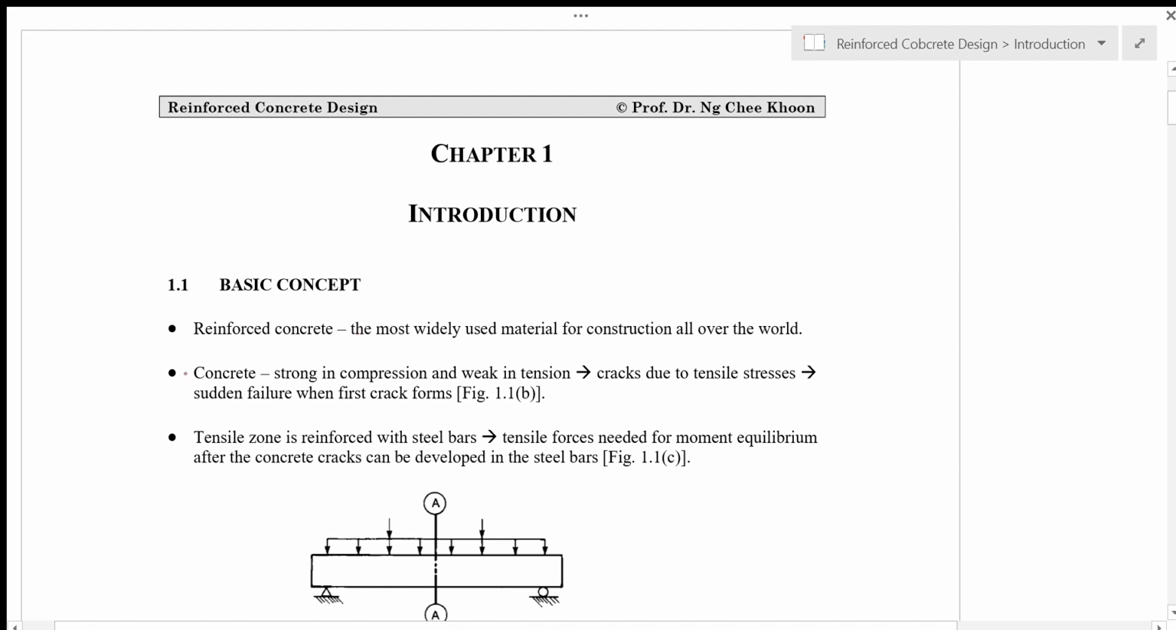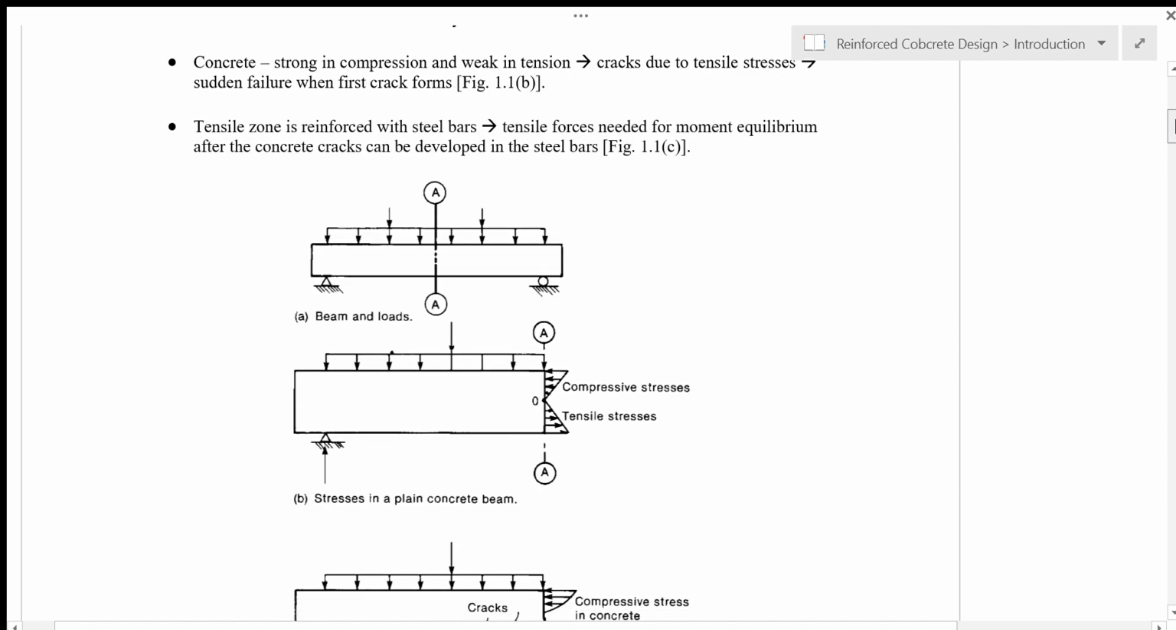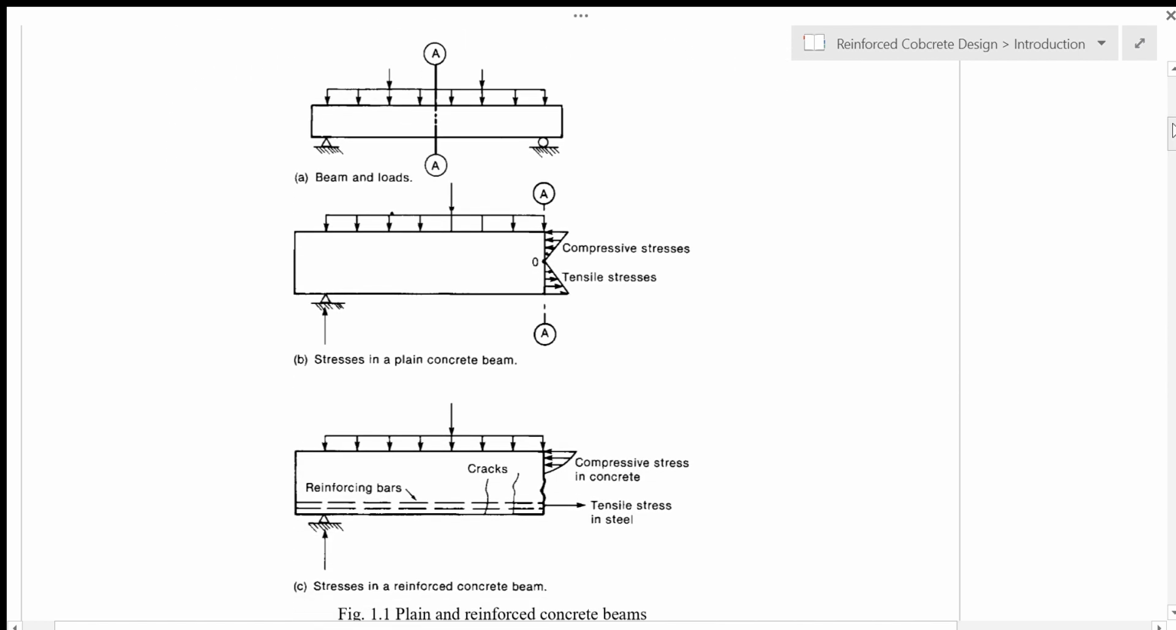As we know, concrete is very strong in compression, but it is weak in tension. So cracks due to tensile stress will develop, and sudden failure occurs when the first crack forms. So the tensile zone is reinforced with steel bars, so that tensile forces needed for moment equilibrium after the concrete cracks can be developed in the steel bars. This phenomenon can be explained through the diagrams that I'm showing here.